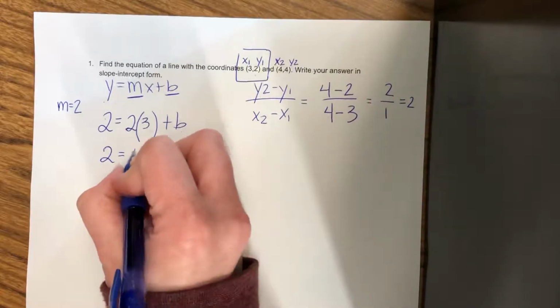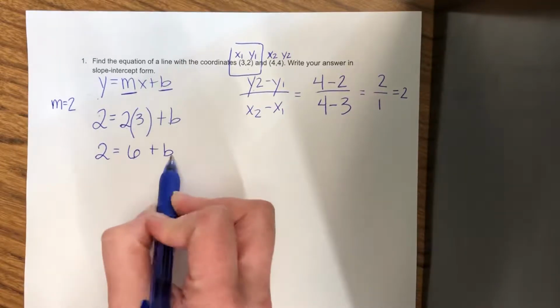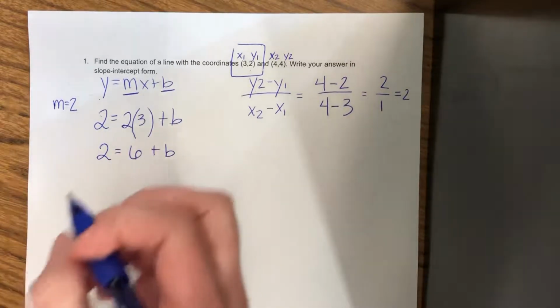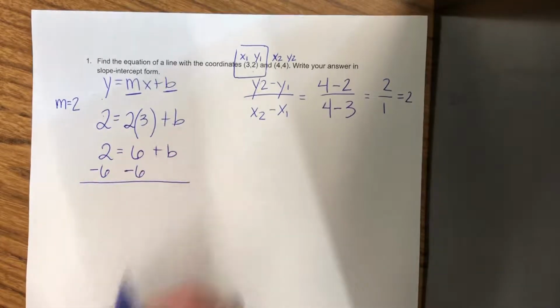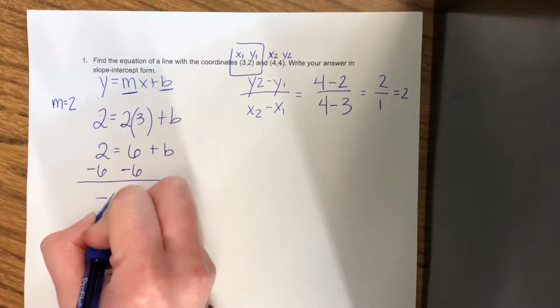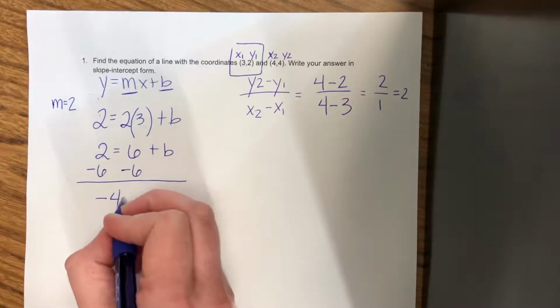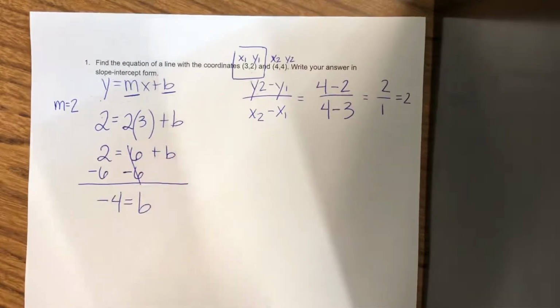2 times 3 is 6. And 6 plus b, I got to get rid of the 6. So to get rid of it, I subtract from both sides. 2 minus 6 is negative 4. My 6's cancel out, and I'm left with b.